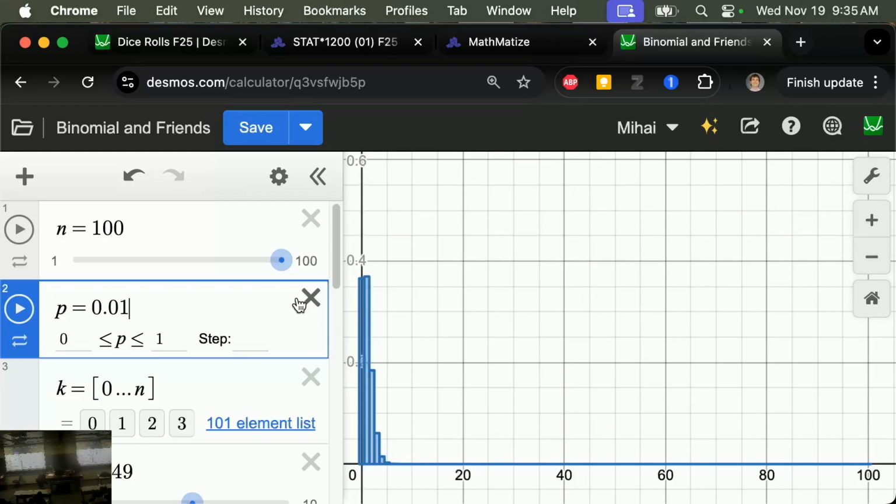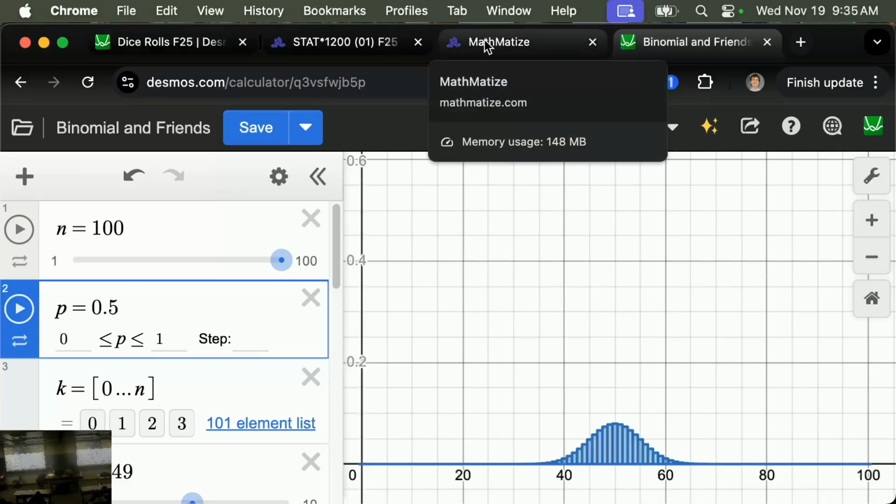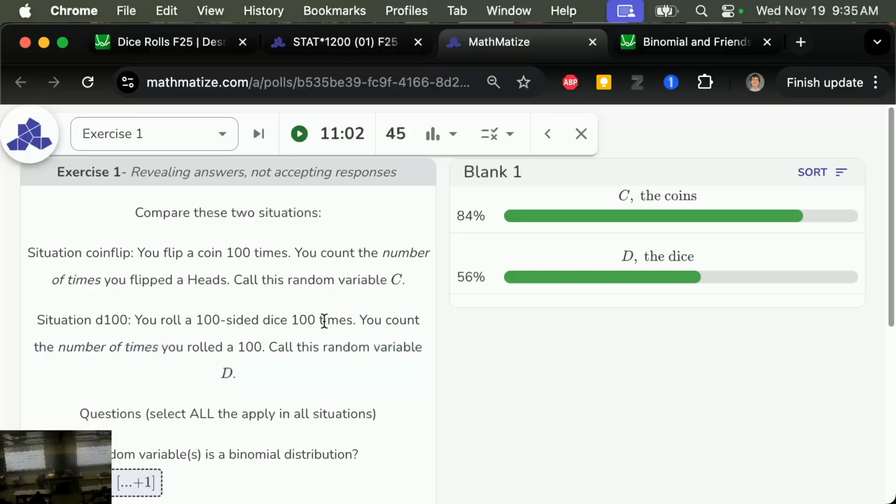Whereas the other one, the coin flip, is p equals 0.5. That's the nice, beautiful symmetry in the middle. And they look quite different. So even though they are both binomials, they look a little bit different. And that is the point of this question. That's what we're getting to in the rest of the questions here. Okay, let's go back and see what did people say about these other ones.